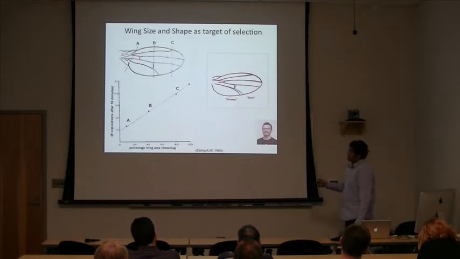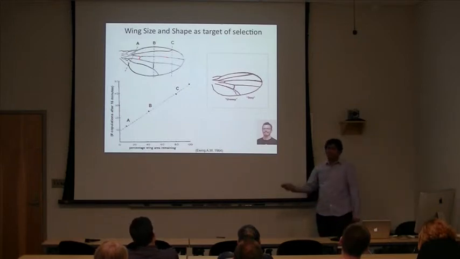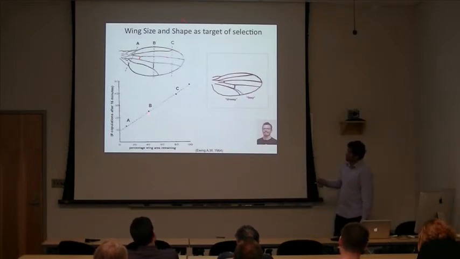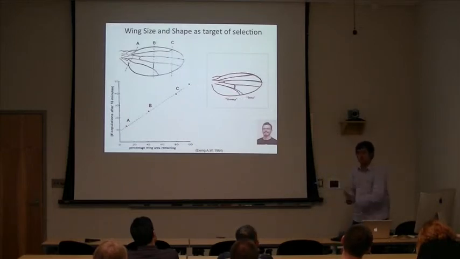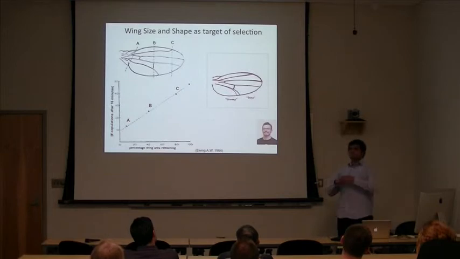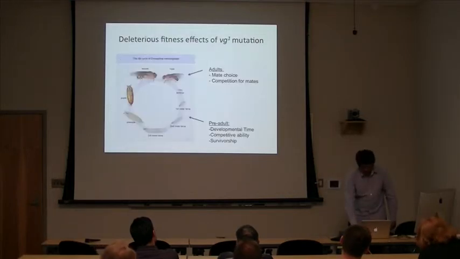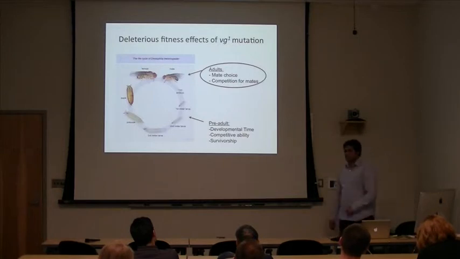Again, why did we expect this? Because we knew that wing size was a player, and now wing size and shape are not changing. So is there any other way? Again, coming back to this fitness effect, we looked at mate choice. Did the mating behavior itself change?